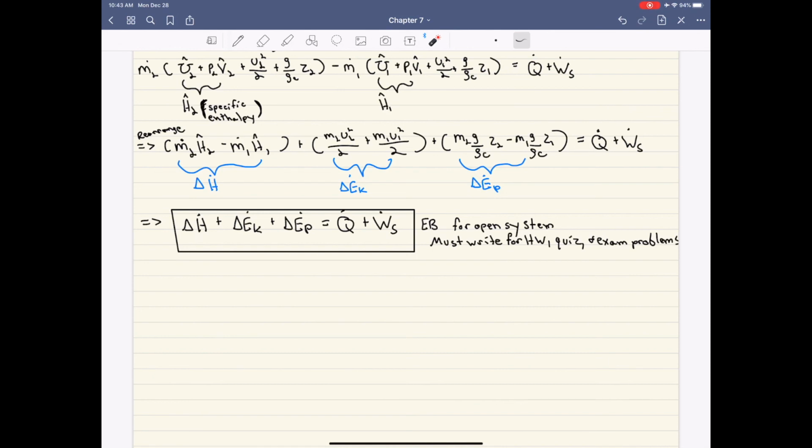I will say that if you had some other forms of energy in the system, for instance electrical work, or let's say the system boundary sizes are changing, you would put them on the right hand side here.